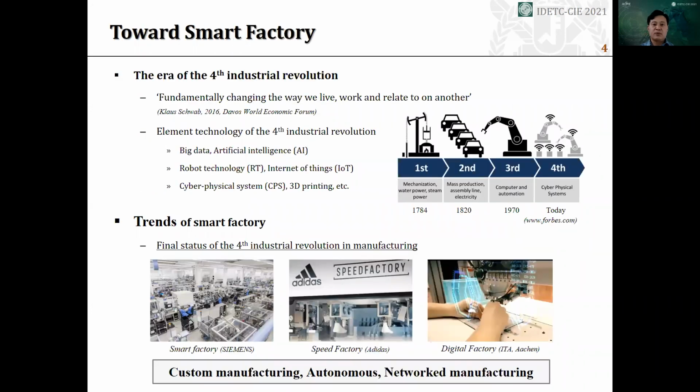In the era of the fourth industrial revolution, element technologies are rapidly changing the industrial scene. A smart factory is regarded as the final state of the fourth industrial revolution in manufacturing, and is being promoted with the trend of custom manufacturing, autonomous, and networked manufacturing.